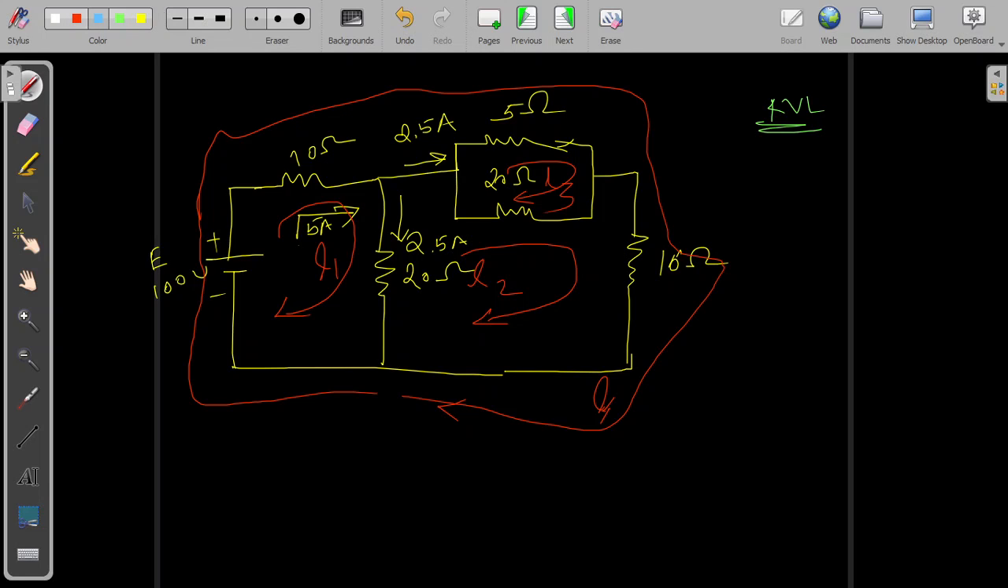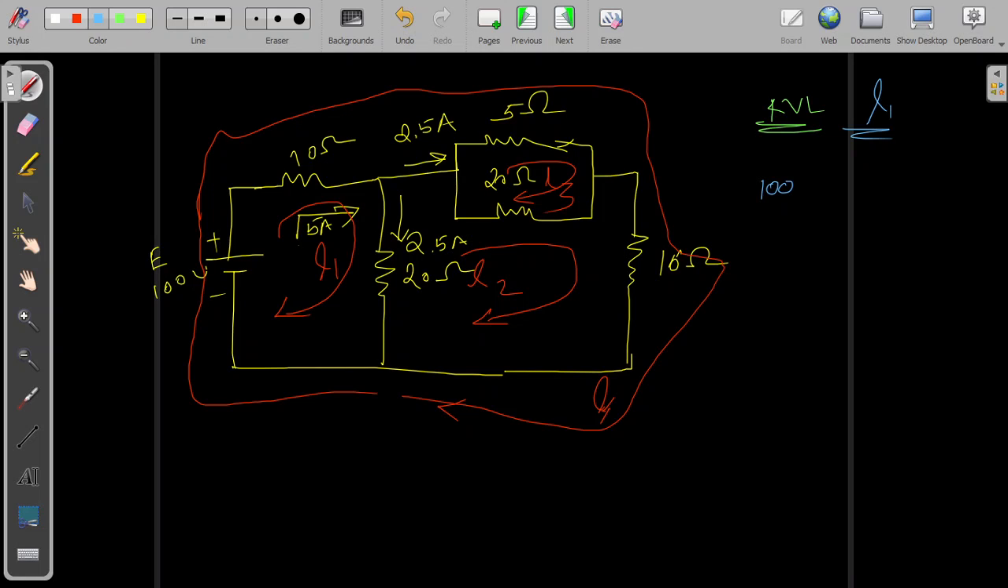Now I'm applying KVL for loop 1. That means the law of conservation of energy, that is, the algebraic sum of the voltage drops around a loop is 0. That means 100. Let me check whether I will get 0 or not. If you are not getting 0, then your whole analysis is wrong.